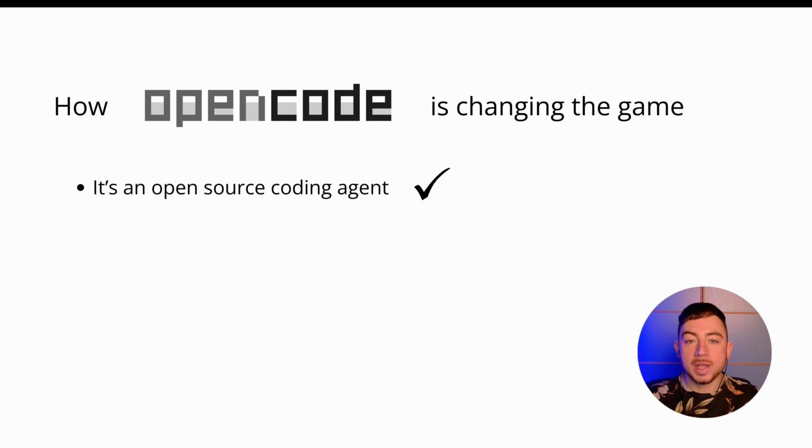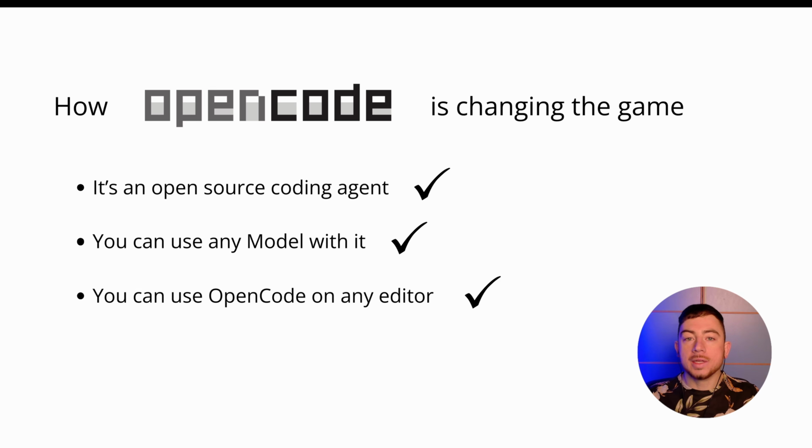OpenCode is really changing the game because it's open source, so you can customize it and there are no paywalls. You can also use any model with it, so you can always have the best LLM on your system. And you can use any editor, whether it's VS Code, Cursor, Windsurf, and it's privacy first, so all of your data is going to remain on your machine.